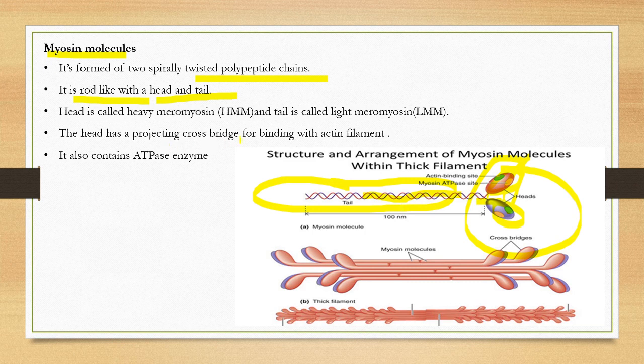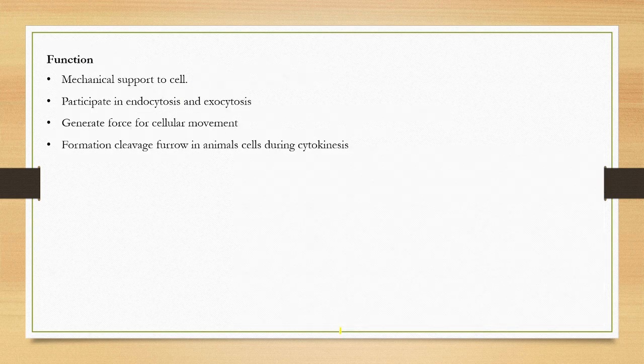The head has a projecting cross bridge for binding with the actin filament. Actually this is called the cross bridge. These are the cross bridges which have an ATPase activity also. You can see some spots here. The actin binding site: where does the actin we saw earlier bind? Myosin ATPase activity: where is the ATPase enzyme found? Several such myosin molecules form a myosin filament. This one. So this helps in muscle contraction.